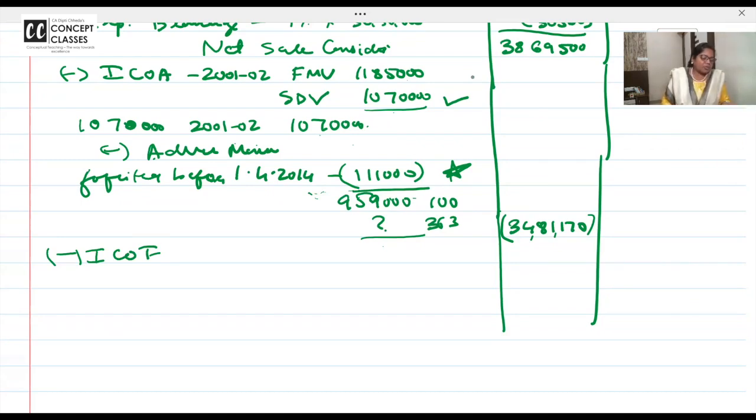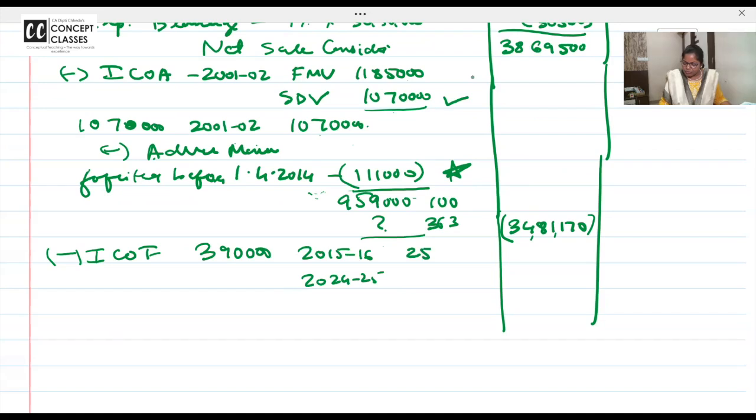After buying the house, in August 15, he constructed one more floor. So 3,90,000 is the cost of improvement. Okay. And when did he do that? 2015 and 16. And now it is 24 and 25.